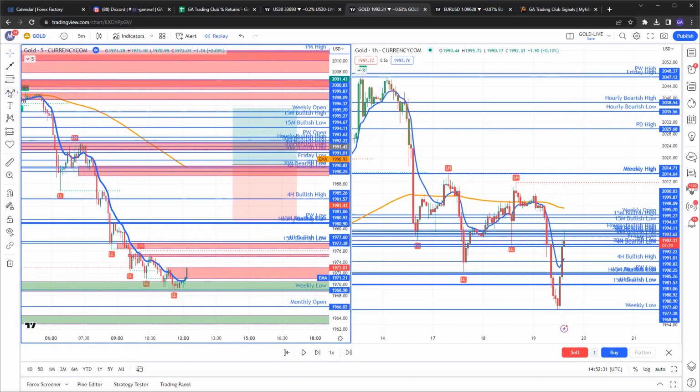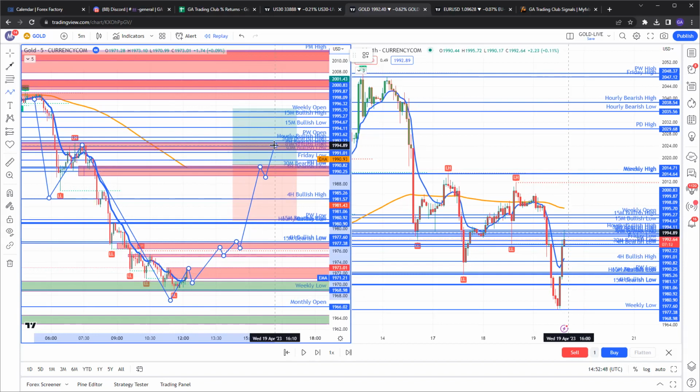Structure does not always have to be completed, but more times than not, it is completed. So right here, I did say look for a long. So right here, get this supply, and then gold comes around here.